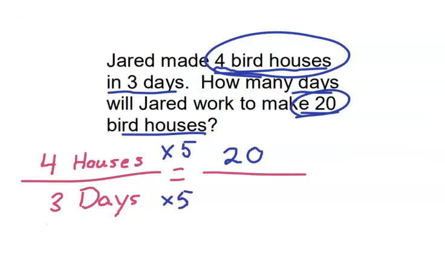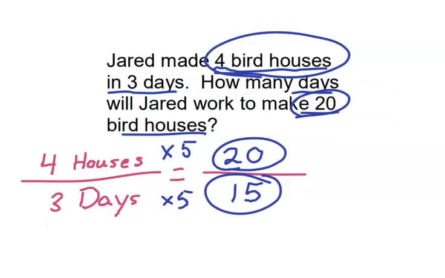If it took him 3 days to do 4 houses, we can figure this out by doing 3 times 5 is 15. Okay, so to do 20 houses, it's going to be 15 days. So how many days will Jared work to make 20 birdhouses? The answer is 15 days. And that's our answer.